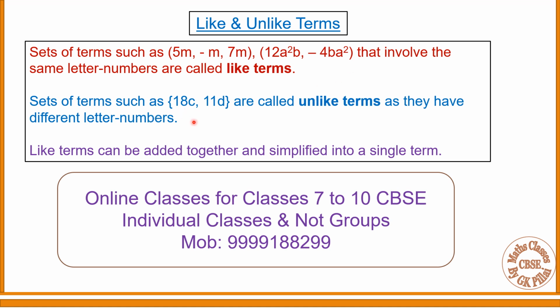Sets of terms such as 18c, 11d are called unlike terms as they have different letter numbers. Like terms can be added together and simplified into a single term. Unlike terms cannot be.